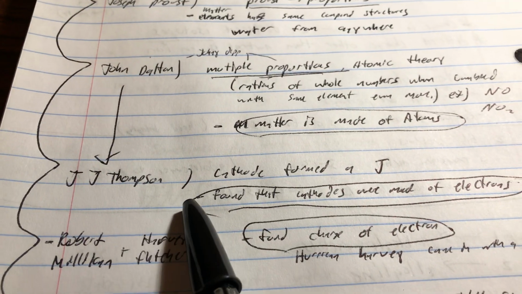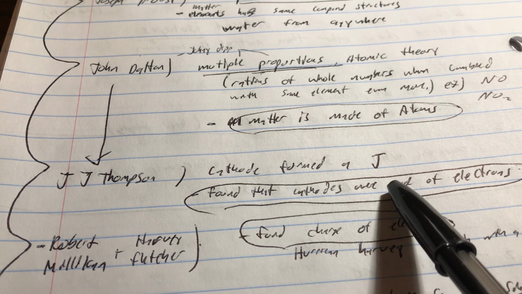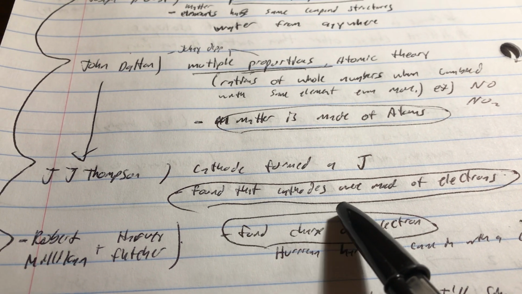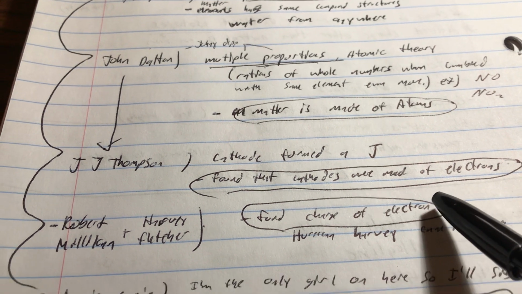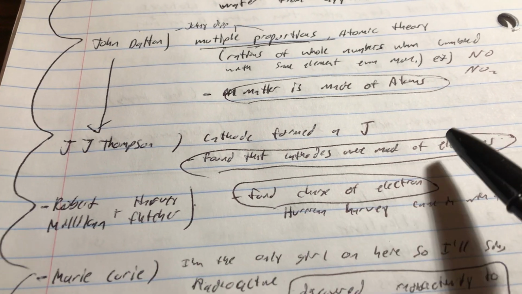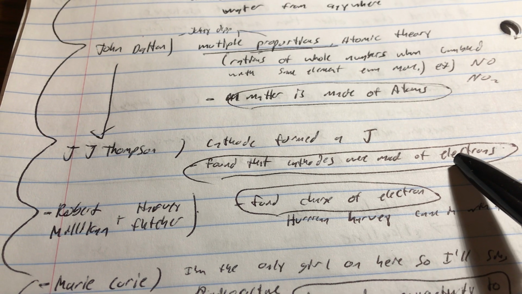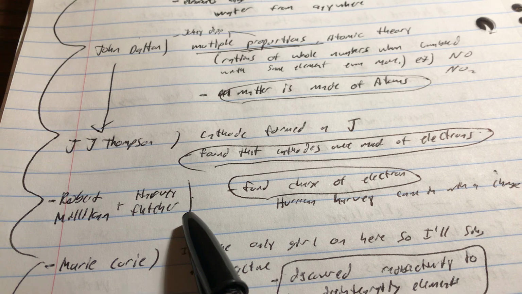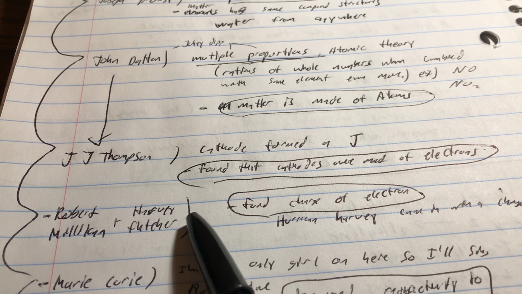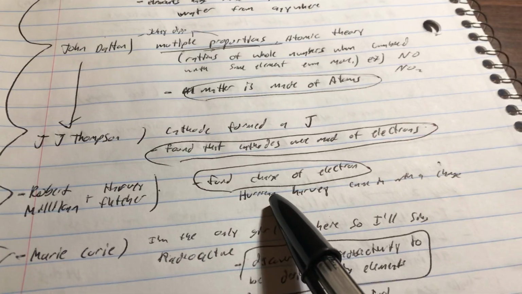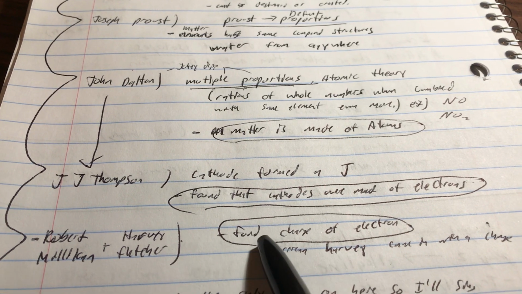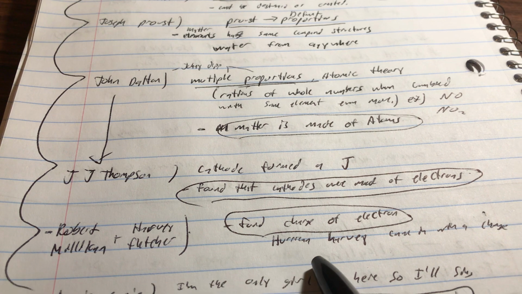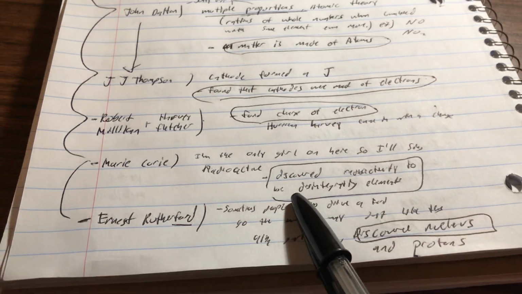Then we got J.J. Thomson, and his cathode formed a J, and that's probably why they named him J.J. And he found out that cathodes were made of electrons. So I guess he discovered that there are such things as electrons. And so then it came along Robert Millikan and Harvey Fletcher. Hurricane Harvey really came in with a charge. And so these two found that electrons have a charge.